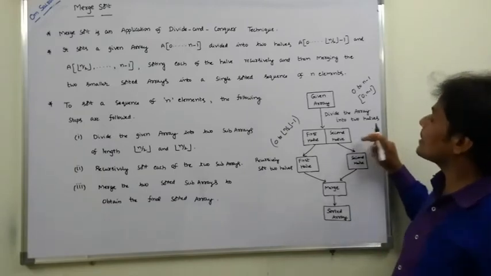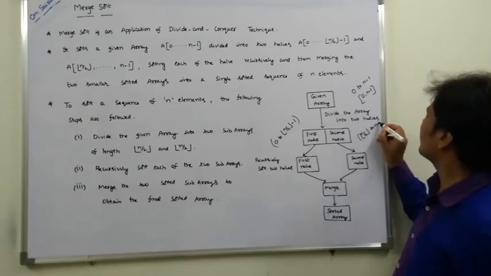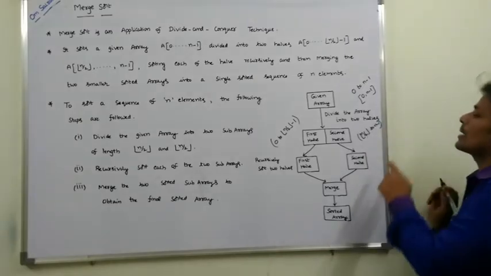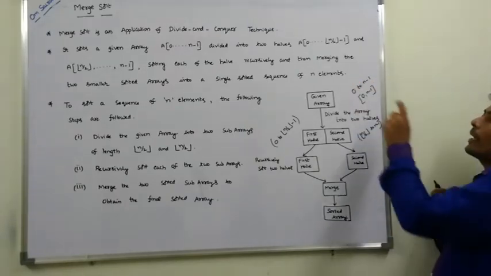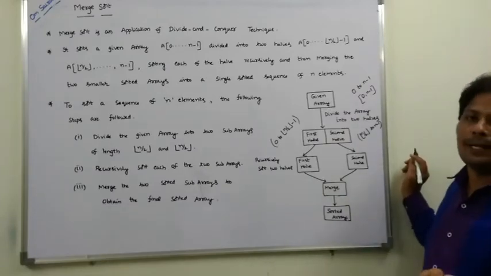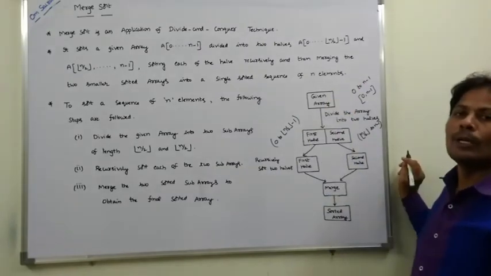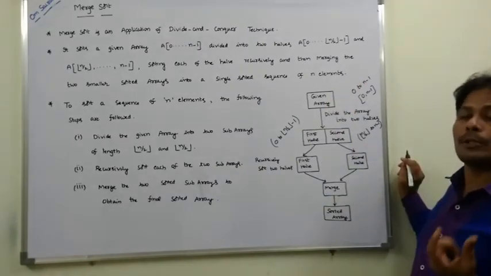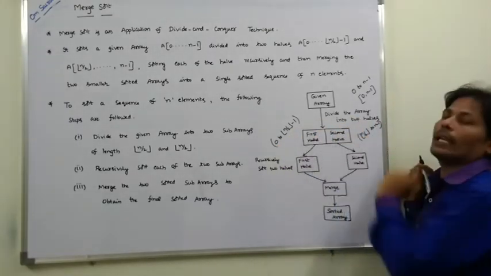And what is the range of the second half? That is n by 2 to n minus 1. So the total array is 0 to n minus 1, or 1 to n, and it can be divided into two subarrays or two halves. This is the first half and this is the second half.